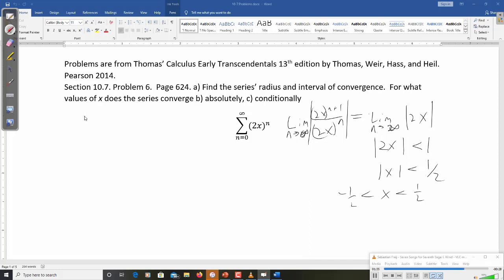We got to check the endpoints. If I plug in x equals 1/2, we will get the sum n equals 0 to infinity of 1 to the n. 1 to the n goes to 1, so it diverges by nth term test.